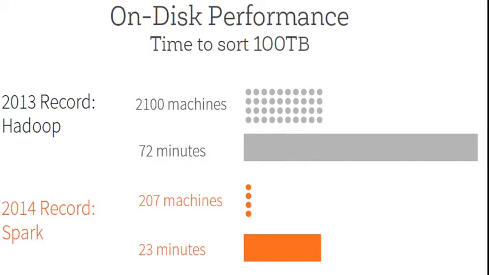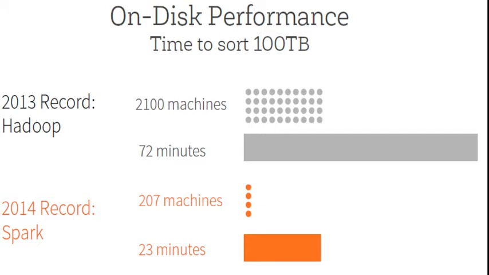Now we have seen how it performs for the algorithm, but how does it perform for disk? Disk is one of the important things for computing big data. The times here are for sorting 100 TB. Taking the 2013 record with Hadoop, we used 2100 machines and it took 72 minutes to compute 100 TB of data.